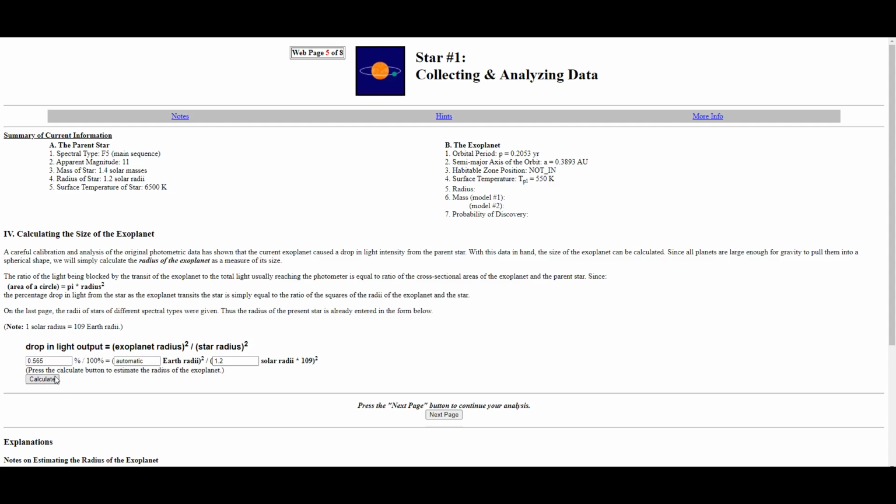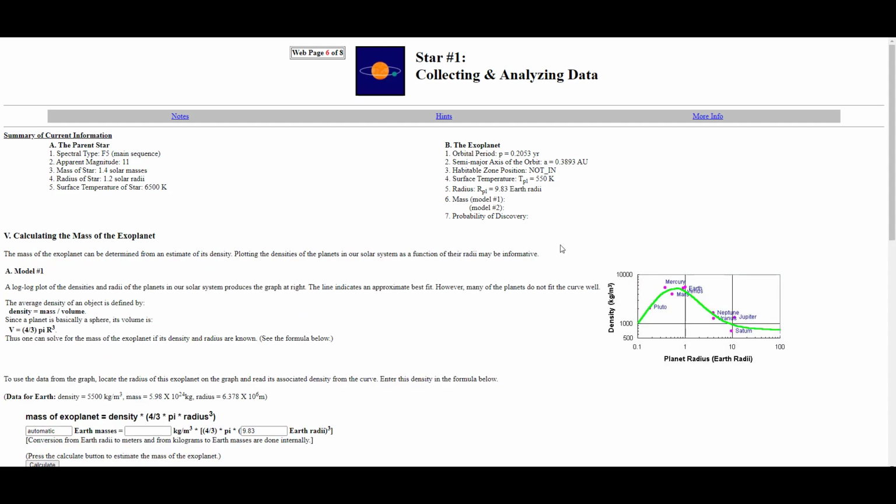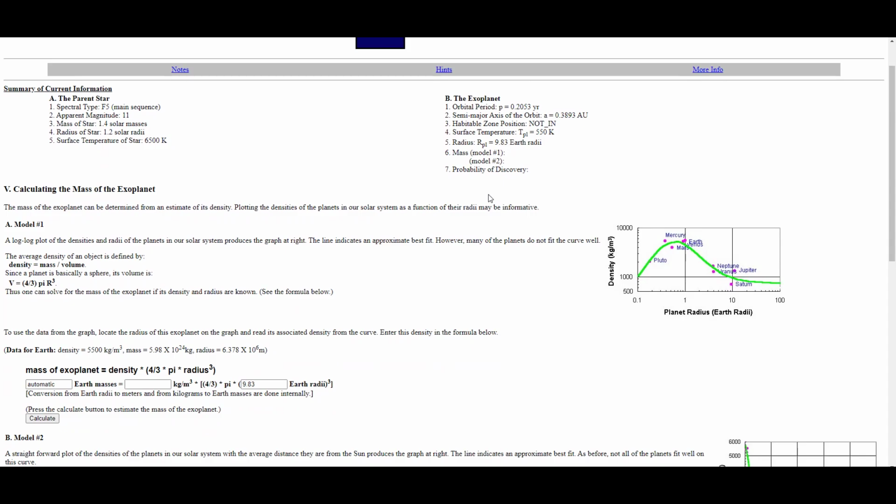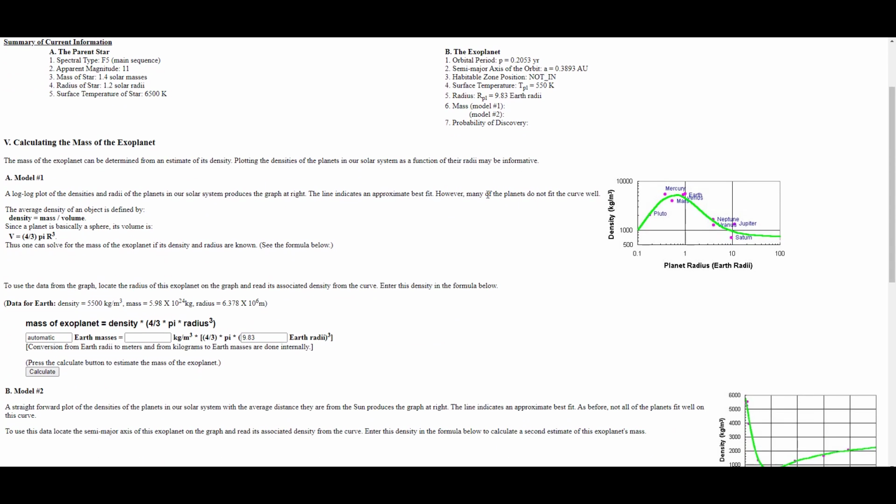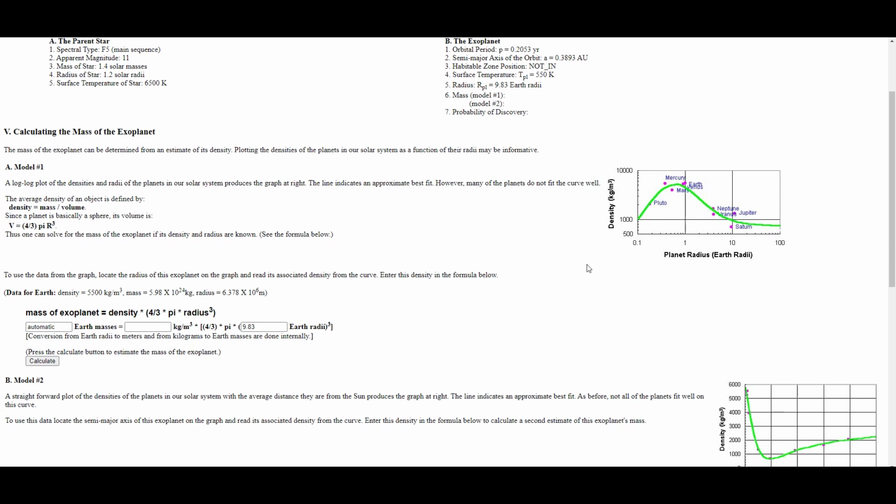It does all the math and shows you the derivation. But if you just want the answer, there it is. It's 9.83 Earths, so it's 10 times bigger than the Earth, which is what we'll need for a future calculation. And again, it's keeping a running tally up here at the top so that we can fill in our chart and move on. Now, these last two big ones are two different ways of finding the mass of the exoplanet. It's using two different methods.